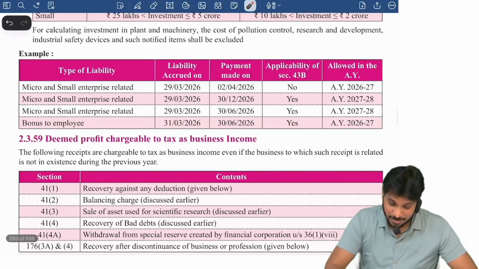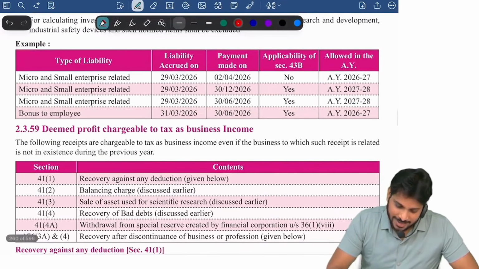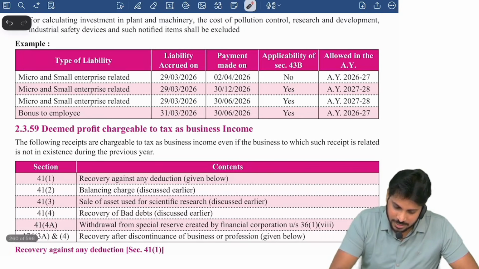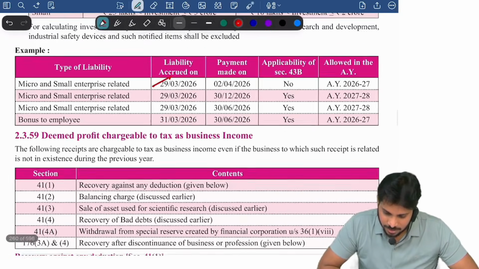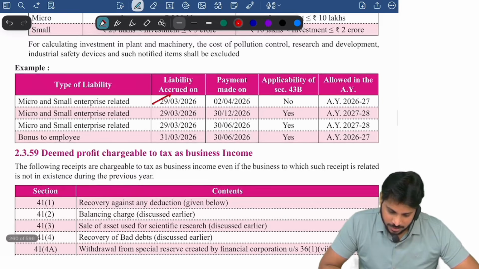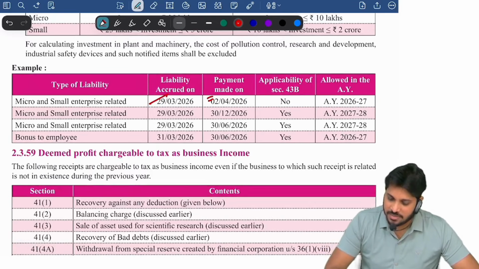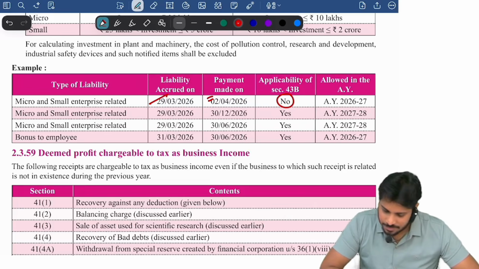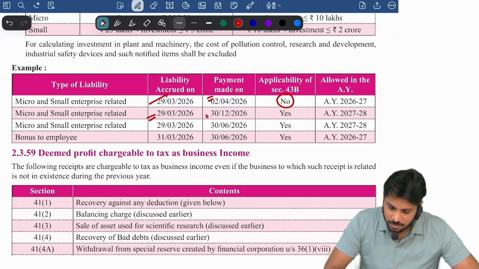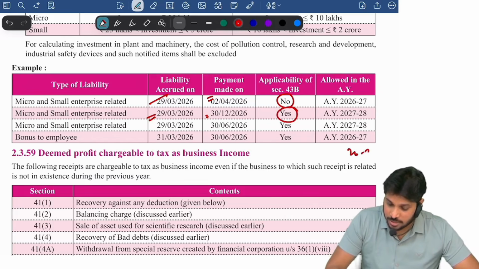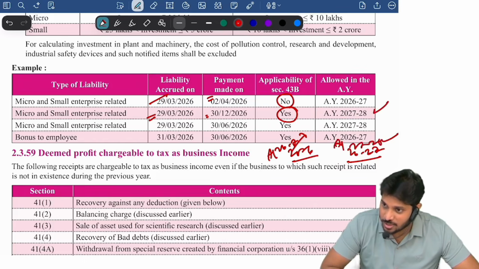Very good. MSME problem. Expenditure incurred on current year. Amount paid on 2nd April, within 15 days. So 43B does not apply. Expenditure is incurred on this much, amount paid after 45 days, yes, applicable, disallowed. And you can claim deduction in 26-27. You can't claim in 25-26, which means assessment year 26-27 you can't claim. Assessment year 27-28 you can claim.